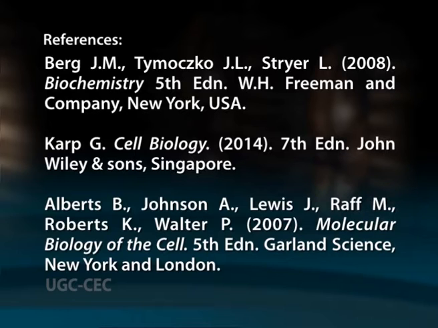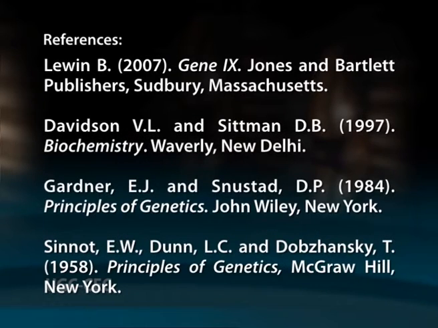A third book is with the title Molecular Biology of the Cell, 5th edition, authored by Alberts, Johnson, Lewis, Raff, Roberts and Walter in the year 2007, published by Garland Science, New York and London. A fourth book is with the title Gene 9, authored by Lewin, 2007, published by Jones and Bartlett Publishers, Sudbury, Massachusetts. Fifth book is with the title Biochemistry. The authors are Davidson and Sittman, 1997, published by Waverley, New Delhi.